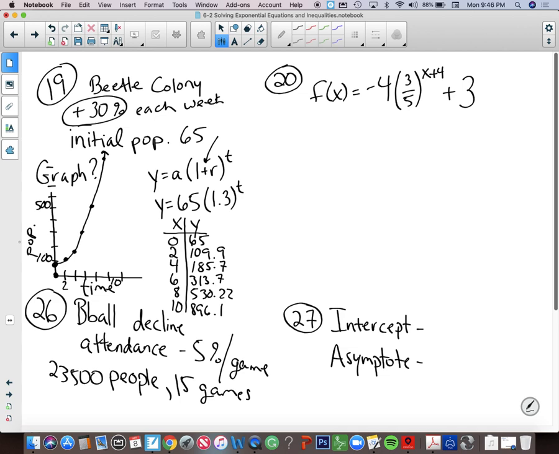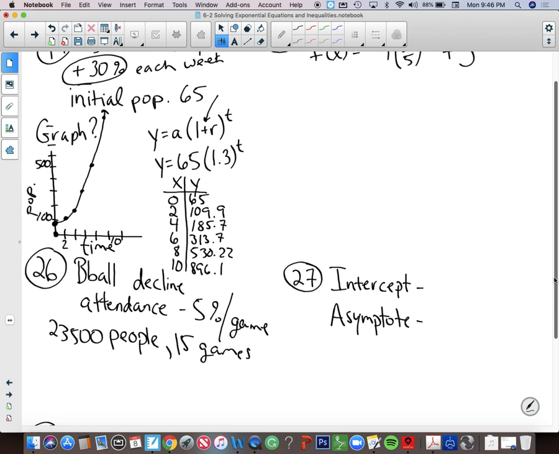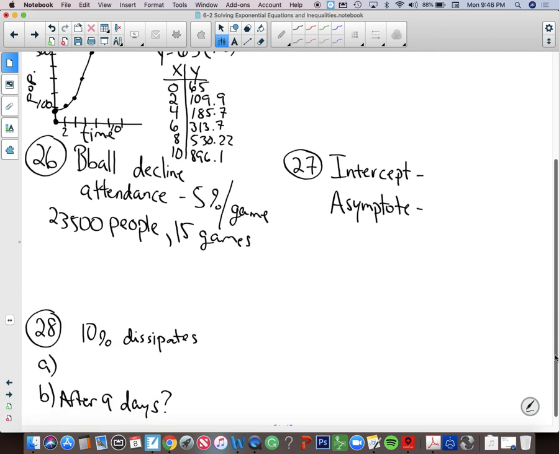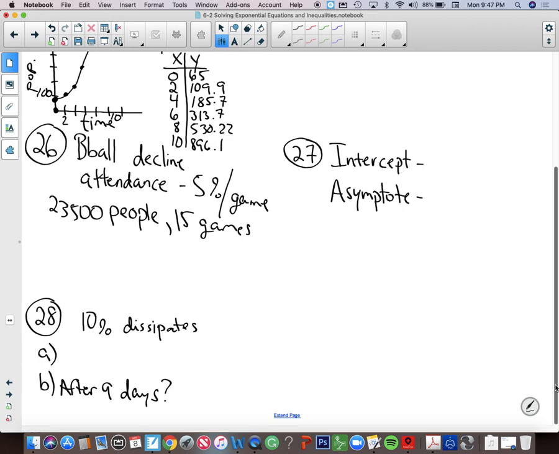So next question, we'll jump to 26, we'll come back to 20 here quick if we need it. If you don't need it, just skip ahead and turn your homework in. But we'll finish these three word problems and we'll go to 20 after that, all right? So number 26, we have a basketball team that must not be doing so hot. The amount of people going to the basketball game declines by 5% per game.